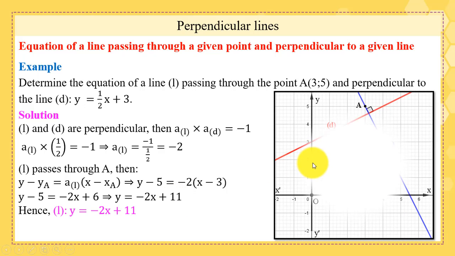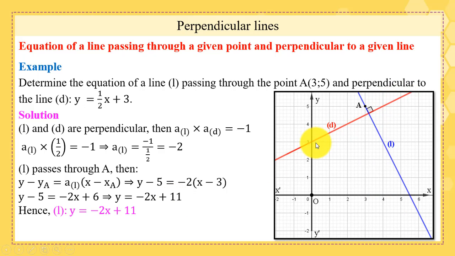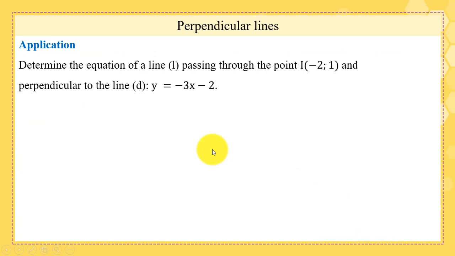This is the figure. This is the straight line D, and this is the straight line L perpendicular to the straight line D through the point A of coordinates (3, 5). Application: determine the equation of a line L passing through the point I and perpendicular to the line D of equation y equals -3x minus 2.